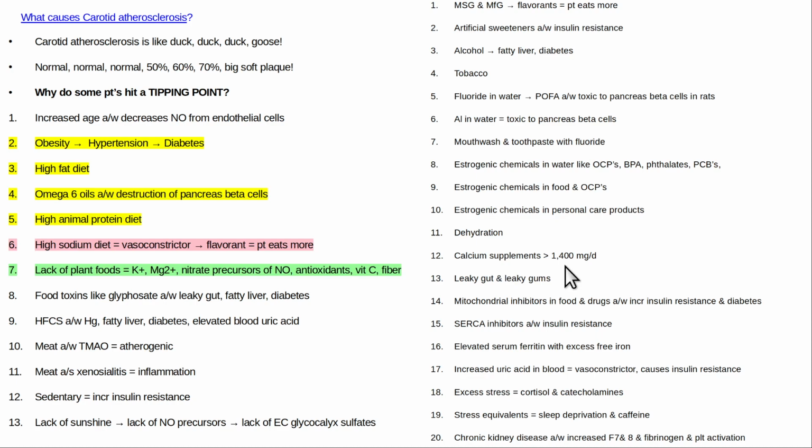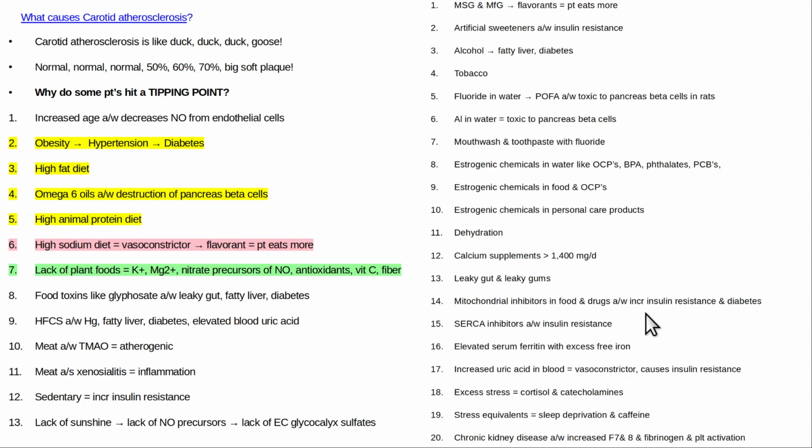Calcium supplements, when over 1,400 milligrams per day, increase your risk of a cardiovascular event, forming a thrombus in your blood, perhaps because calcium is a clotting factor, and you get a transient spike in it when you take a big supplement. Okay, leaky gut and leaky gums then allows bacterial endotoxins like LPS and LTA to get into the blood, and they're prothrombotic. They have like a catalytic effect to becoming prothrombotic. I think that's quite under-recognized, and that it causes something called amyloid clotting. I've given several lectures on that.